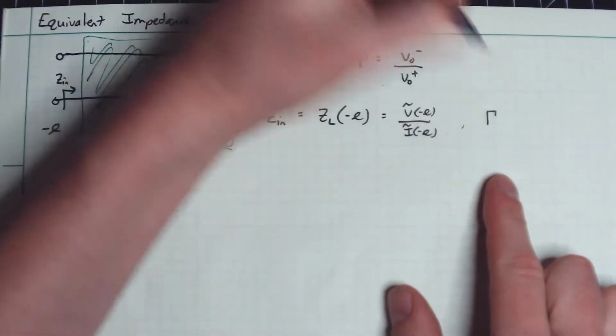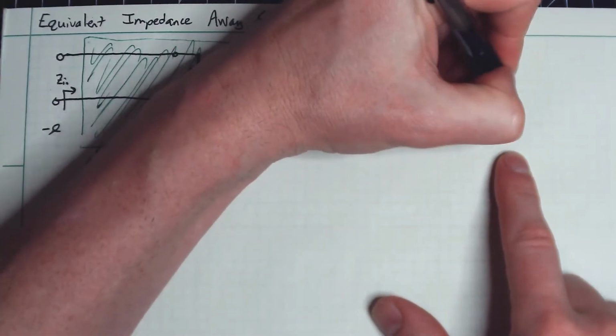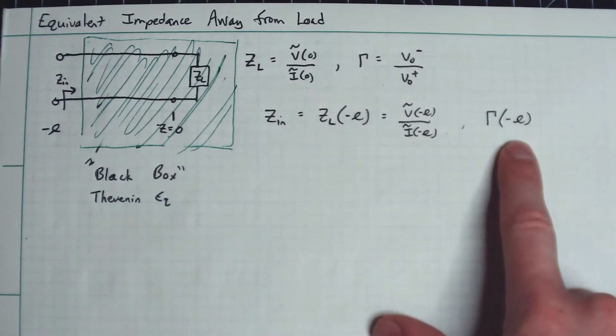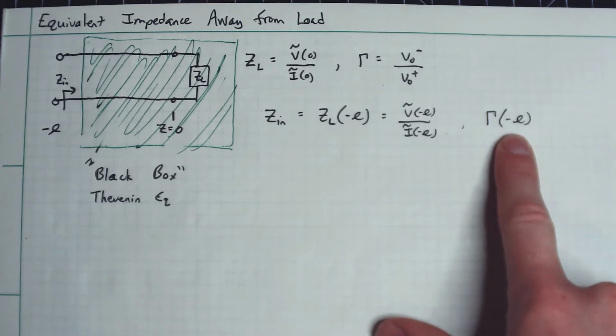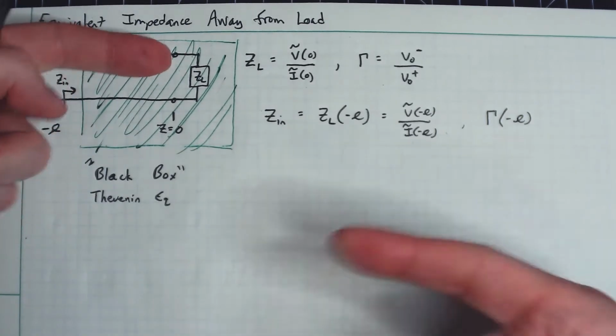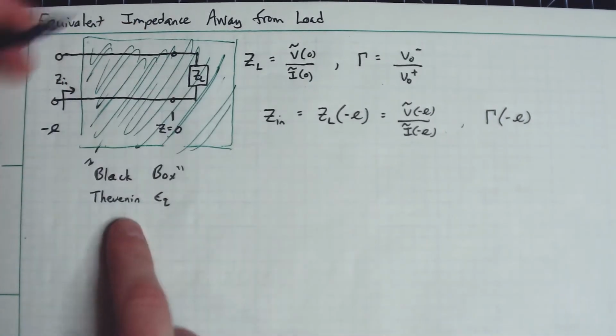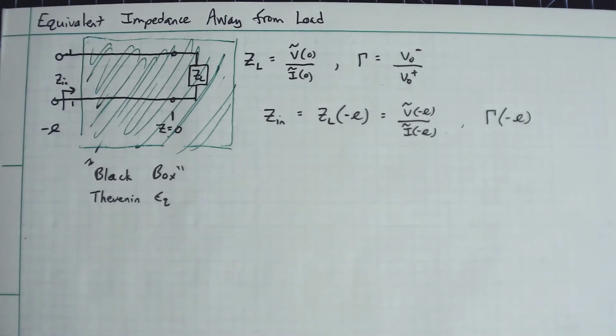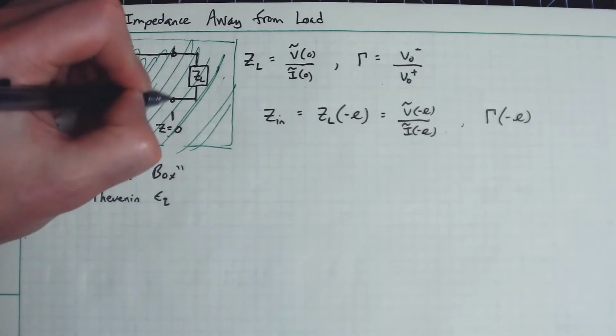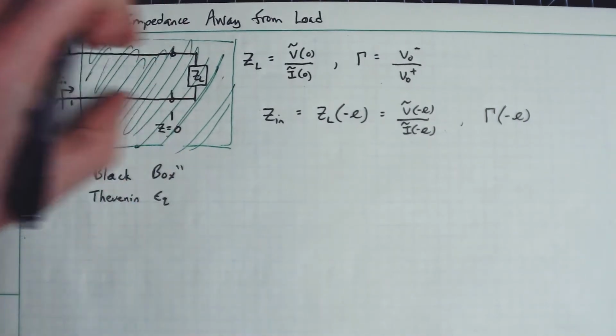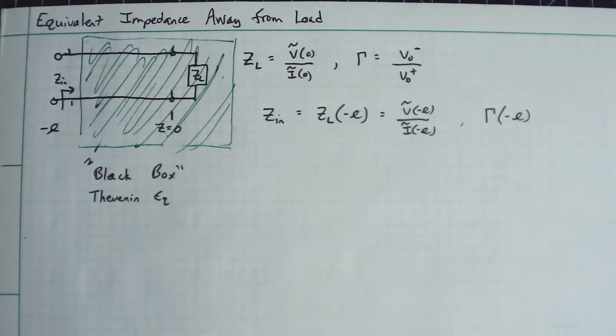And I also want to talk a little bit about this notion of an equivalent reflection coefficient, right? Because remember, the definition of the reflection coefficient is just the reverse propagating wave divided by the forward propagating wave, evaluated at a particular point relative to the load. So originally we just did it here at Z equals 0. Now we're just going to stretch it out over here.